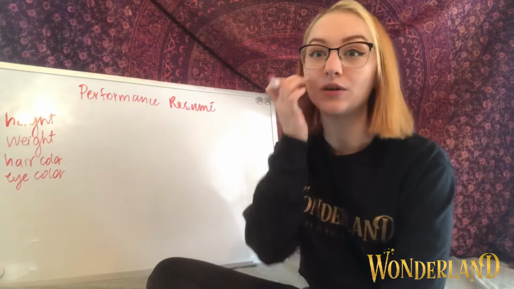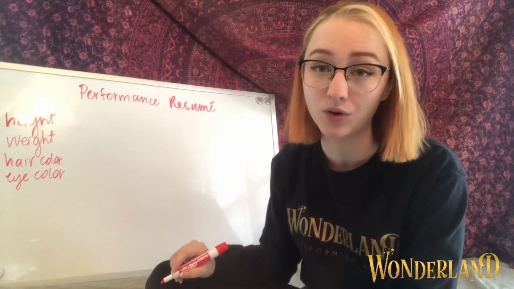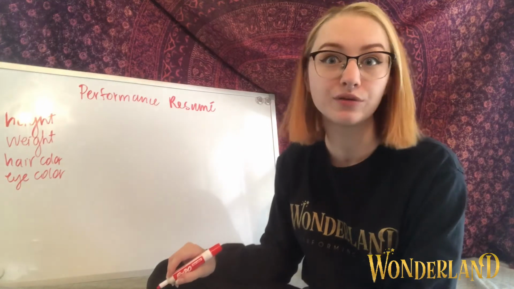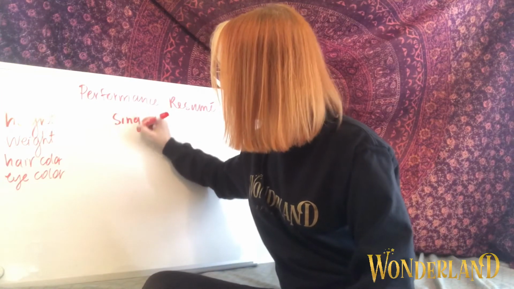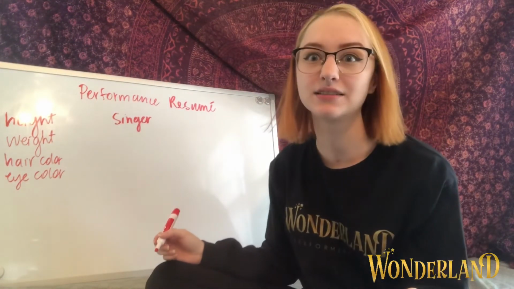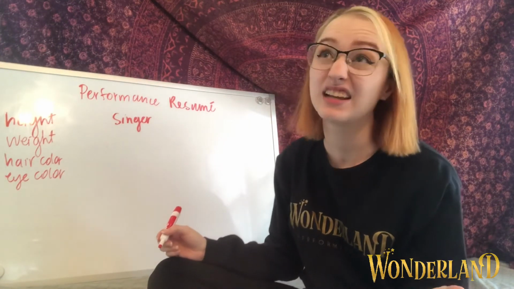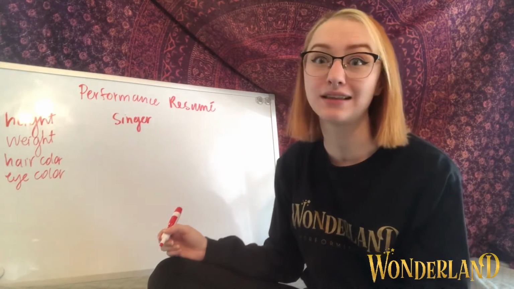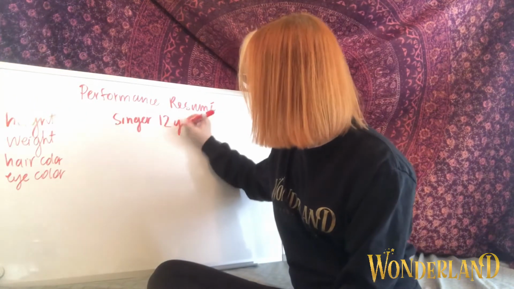So next we want to make sure we are listing all of the skills that we have and what we're capable of doing. So if you're a musician, you would want to write that you're a singer and maybe how many years of experience you have. I mean, I've been singing since, oh God, how long have I been singing? I've been singing in competitions since I was at least 11, and so that would give me 12 years of experience.